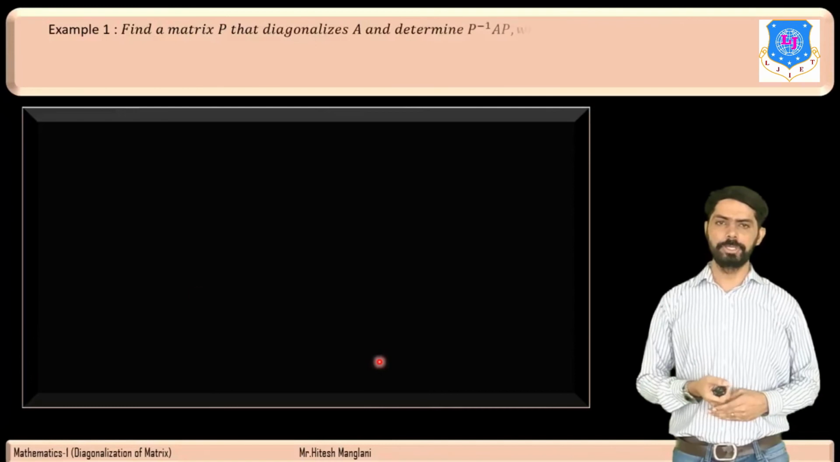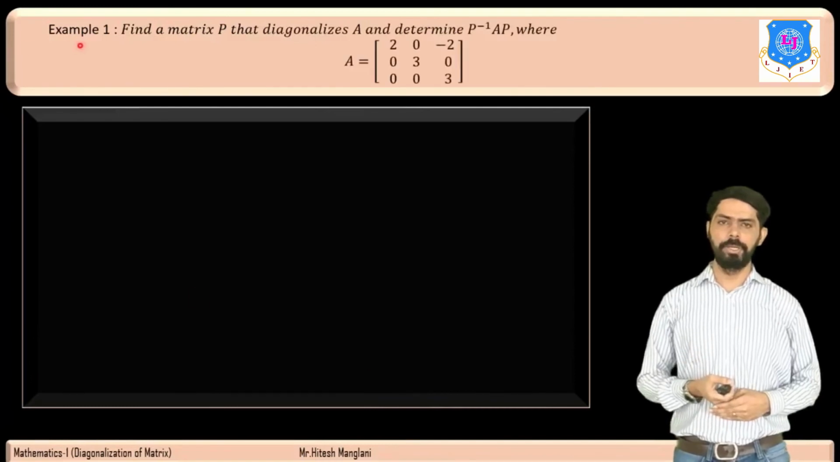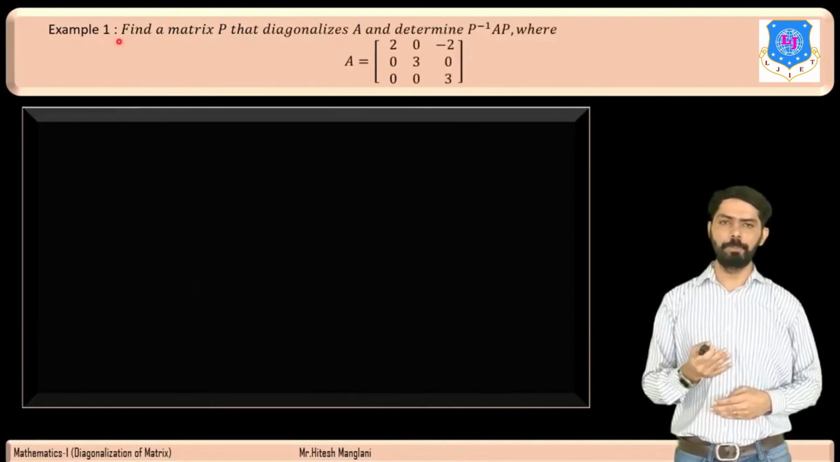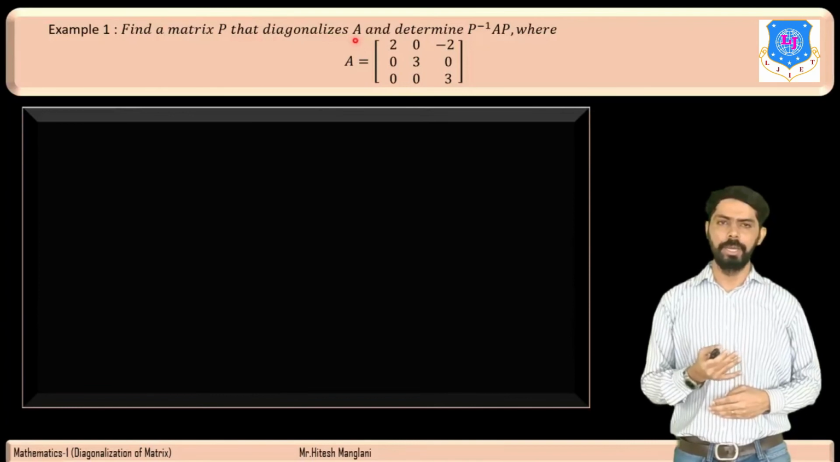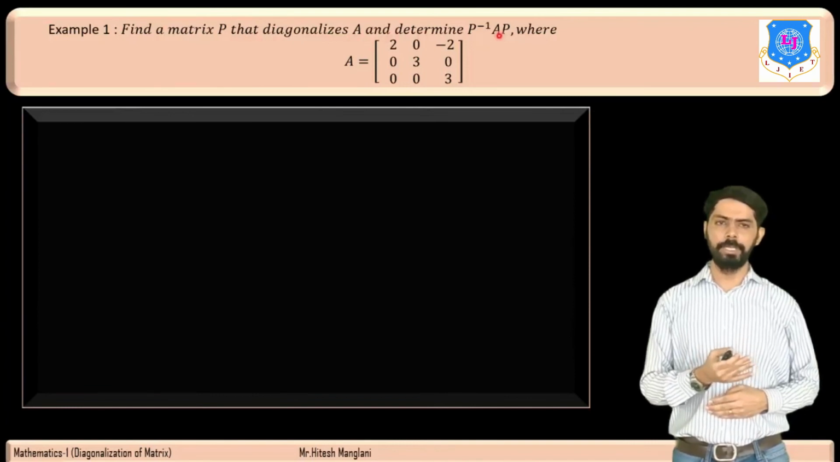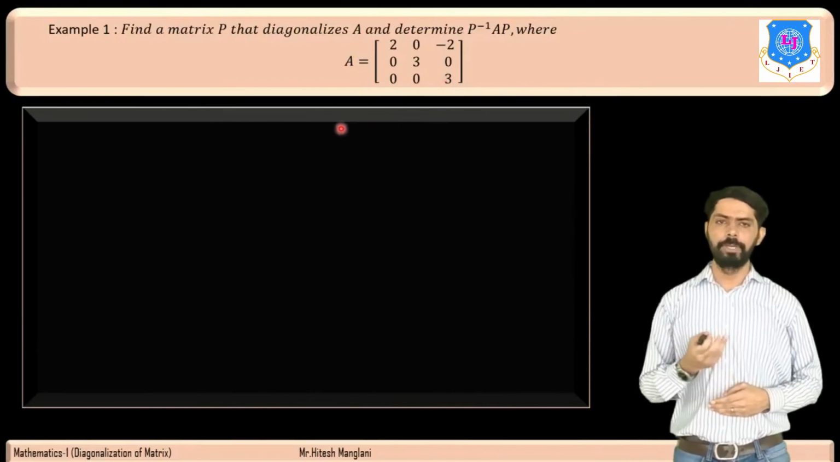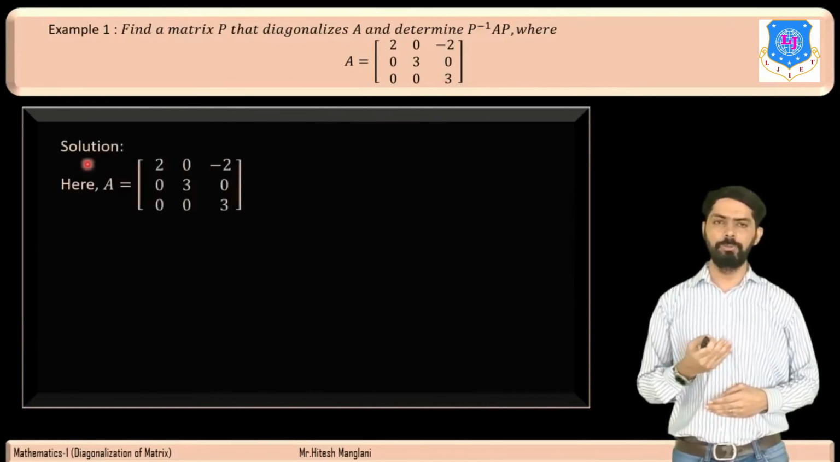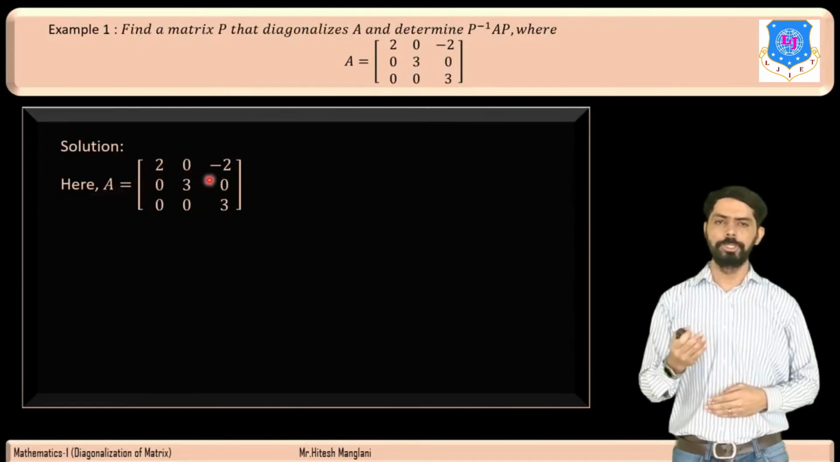Now let us discuss the first example related to this. Find the matrix P that diagonalizes A and determine P inverse AP, where A is equal to [2, 0, -2; 0, 3, 0; 0, 0, 3]. So here, first of all, we will find the eigenvalues of this matrix.